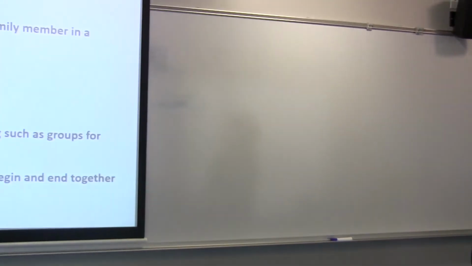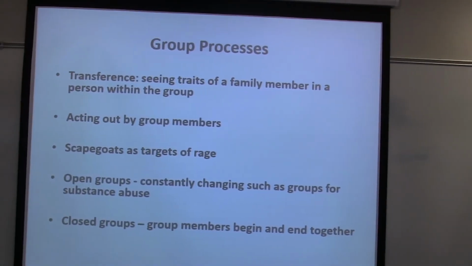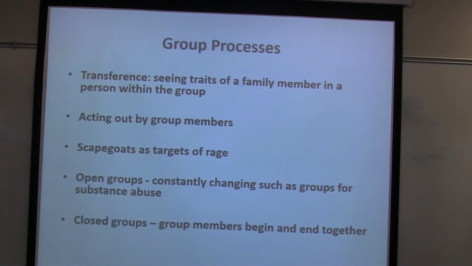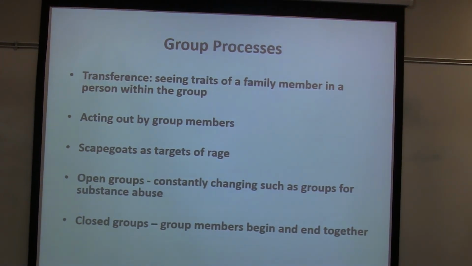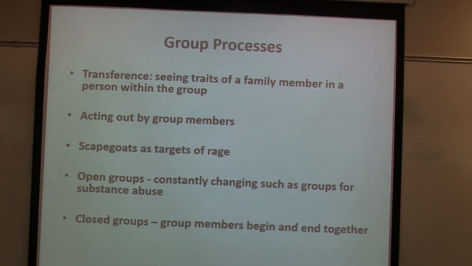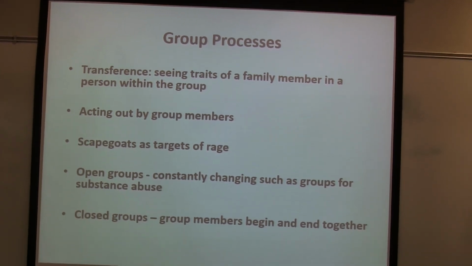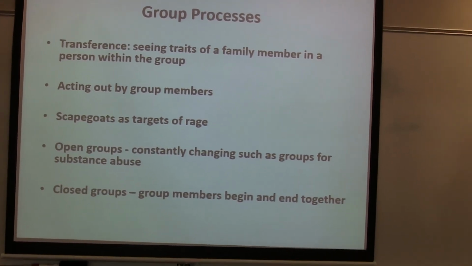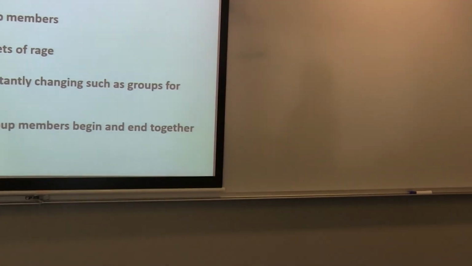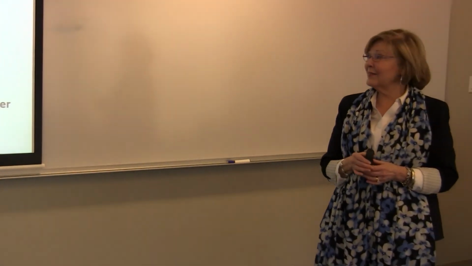So some of the processes that are involved in group: transference. I transfer onto someone. It's unconscious. I may not be aware of it, as I said earlier. Traits of a family member and a person within the group. You may see certain group members acting out in a group, and the group can address it as a whole. There are scapegoats in groups at times, and it's very important to identify someone who's being scapegoated, but that may have been their role in the family, and the group may begin to scapegoat a certain member, and certainly the group should address it, but the facilitator of the group as well.